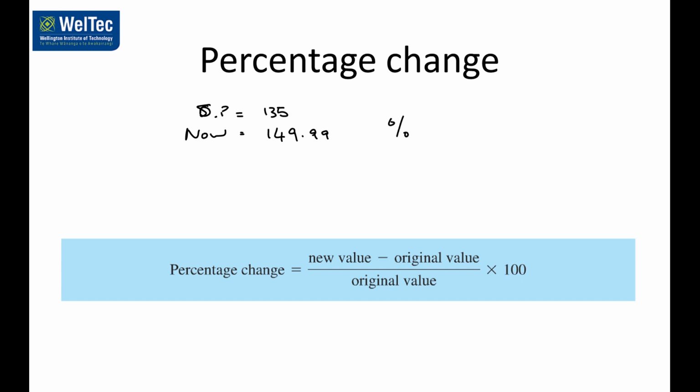So we'd look at the percentage change by looking at the actual change. So the new value is 149.99. We'd subtract the original price and we'd divide by the original price, and we'd multiply then by 100. So using your calculator, 149.99 minus 135 divided by 135 is 11%, roughly.